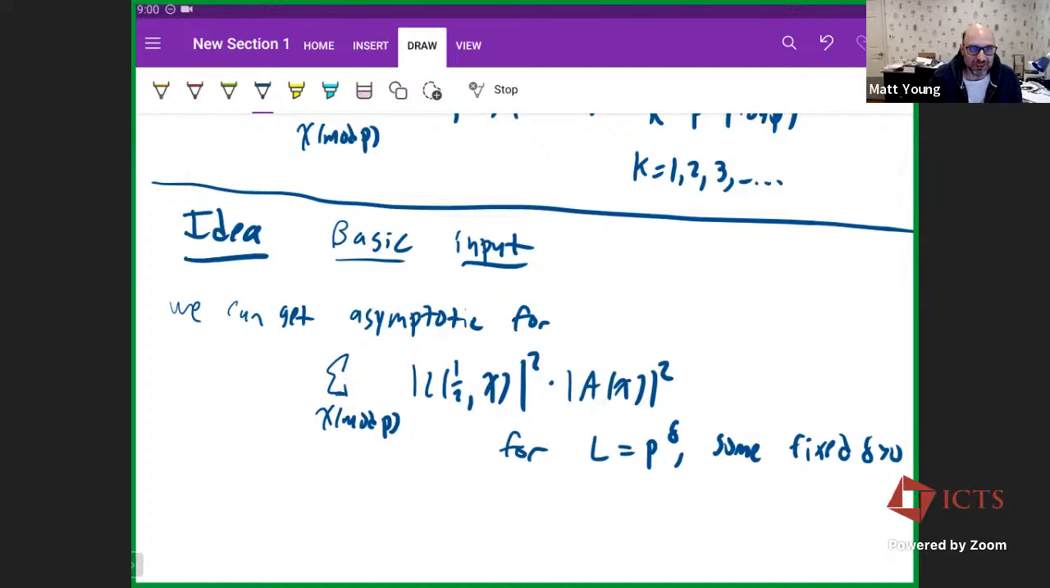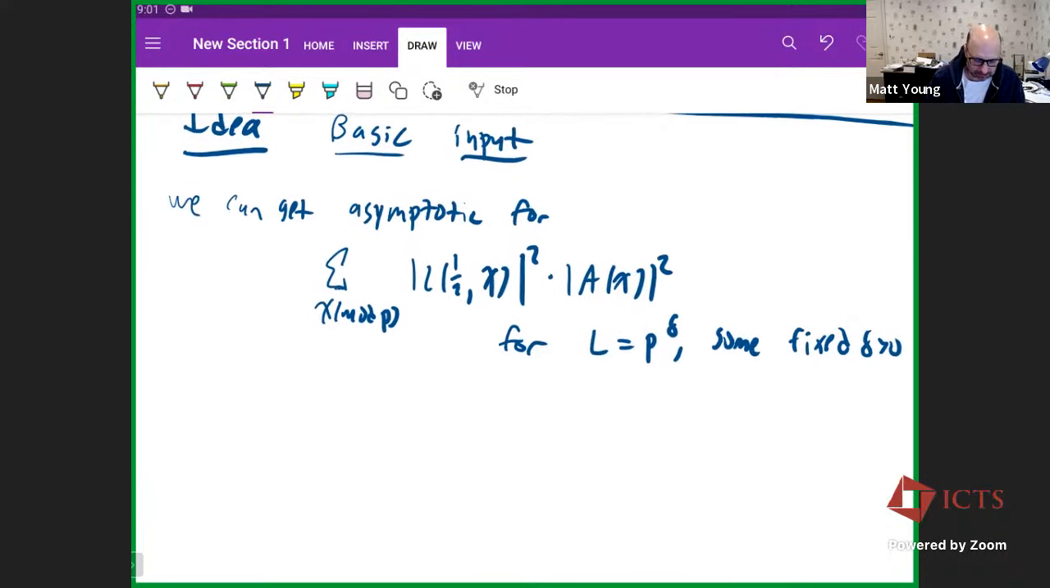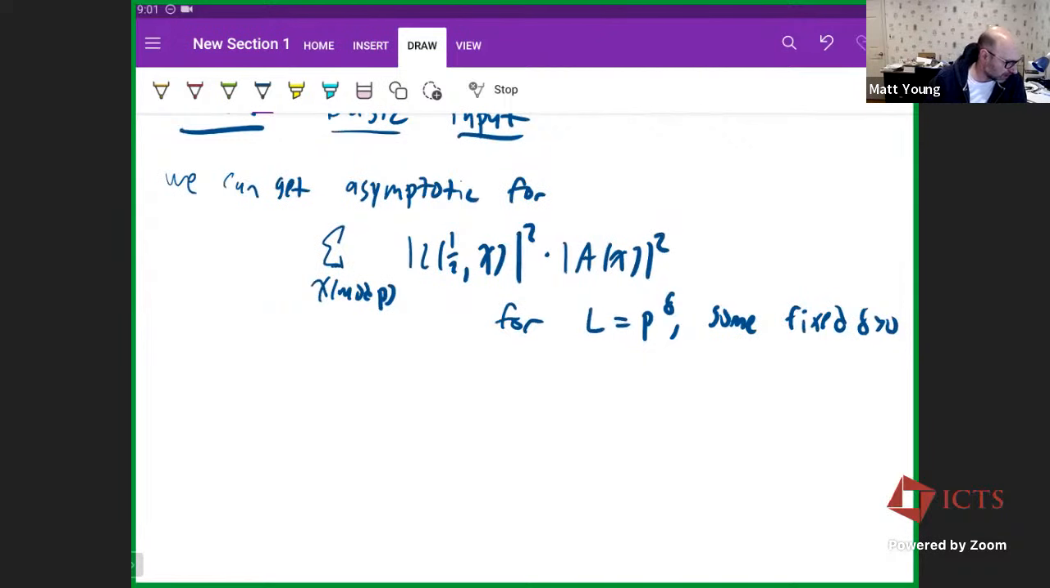And so you can just imagine, now just do the same thing, but now you've got a little extra chi of L1 and a chi bar of L2. That's going to make the problem a little bit harder, but it should be sort of continuous in terms of L1 and L2. That's the heuristic, to kind of convince yourself that something like that should work. So you should still be able to get an asymptotic for this as long as L is pretty small. So that's our basic input, that we can do that. So now what?